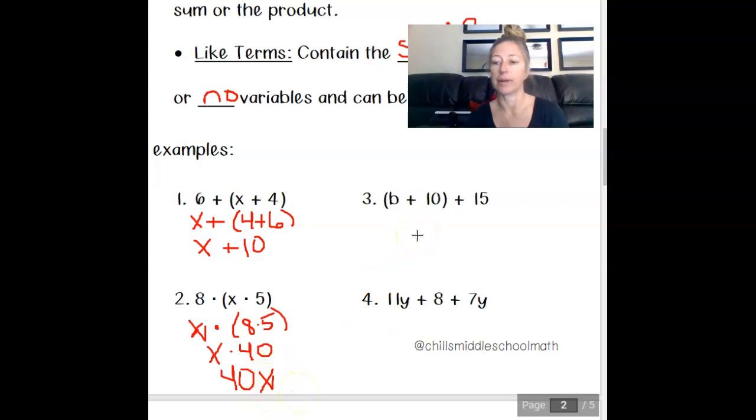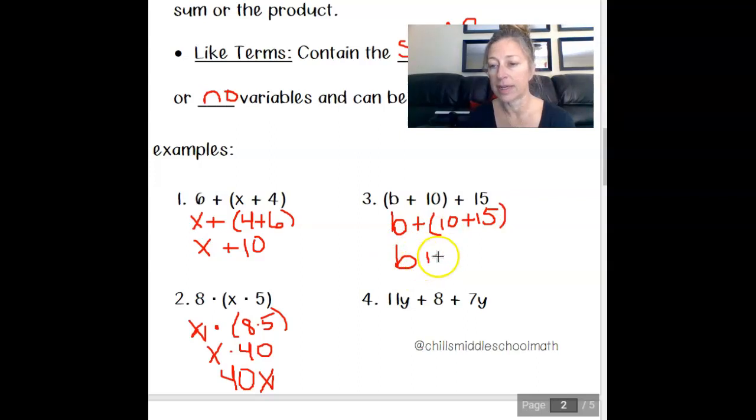Let's go over to number 3. So I'm going to write my variable first, but I'm going to regroup these numbers. So I'm going to put like terms together in parentheses. And I have 10 plus 15. If you put like terms together in the parentheses, it'll help you remember what you're putting together. And it'll help you remember the signs and use your integer rules. So I have b plus, and 10 plus 15 is 25.